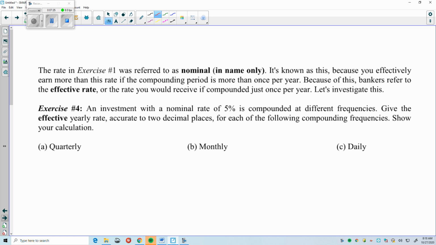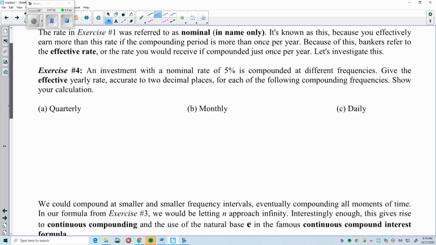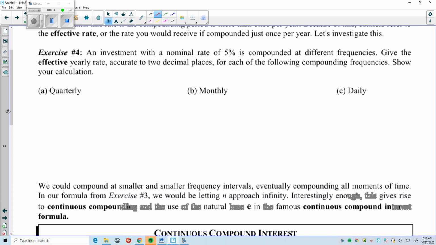We're going to try this. So, exercise 1, it referred to the rate as a nominal rate, in name only. That's what that means. It's known as this because effectively you earn more than this rate if the compounding period is more than once per year, which we saw. It was a little bit more, nothing huge. Because of this, bankers refer to this as the effective rate, or the rate you would receive if compounded just once per year. So, an investment with a nominal rate of 5% is compounded at different frequencies.